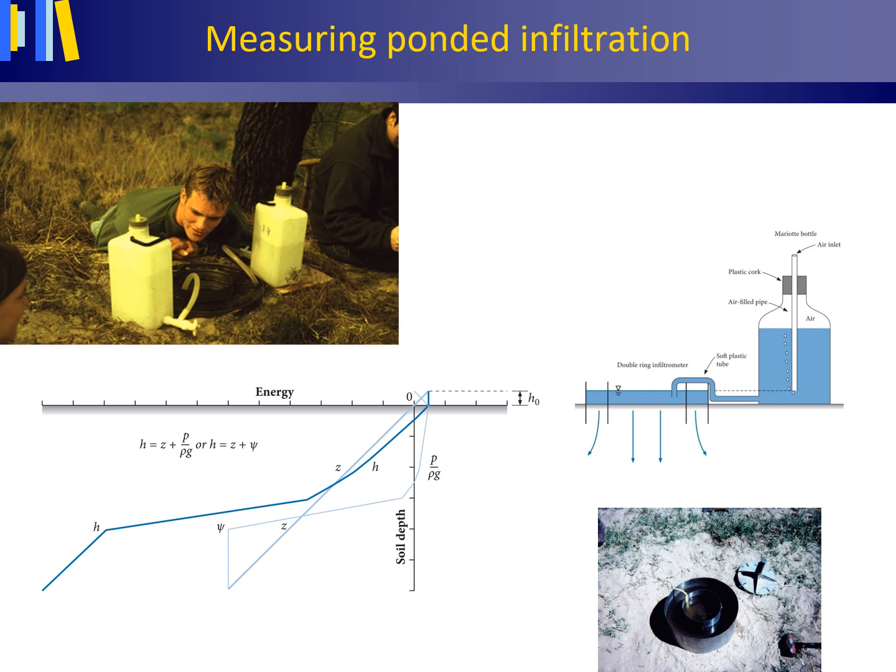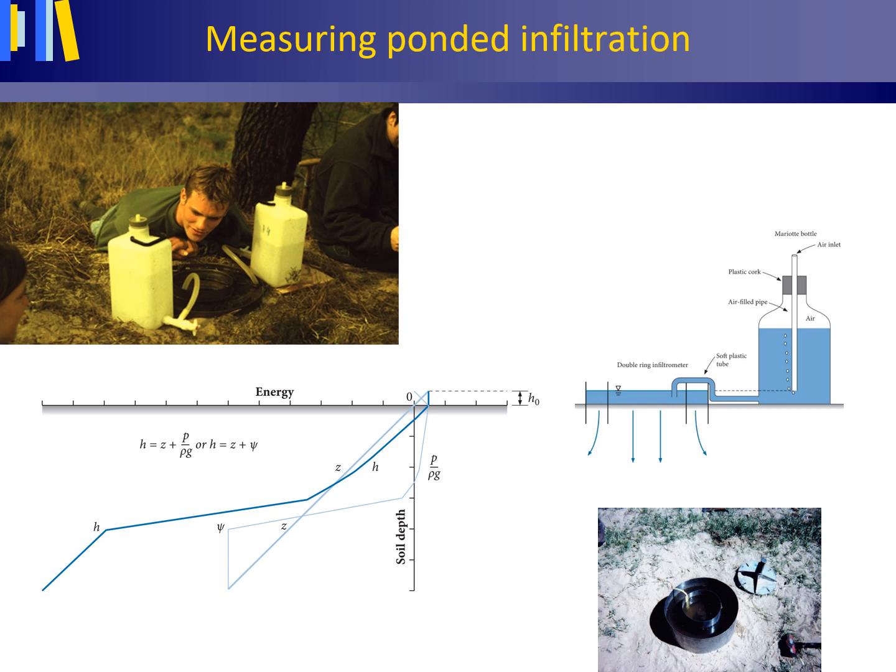When water infiltrates the soil, the water level in the inner infiltrometer ring slightly lowers, causing water to flow from the Marriott bottle into the inner ring until the water level in the inner ring again equals the lower height of the bottle's air inlet. In this way, a constant head water level is maintained within the inner ring.